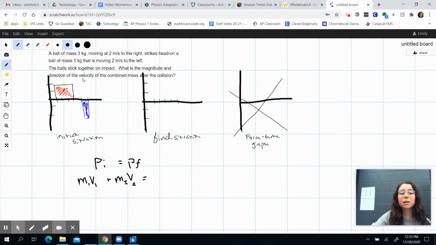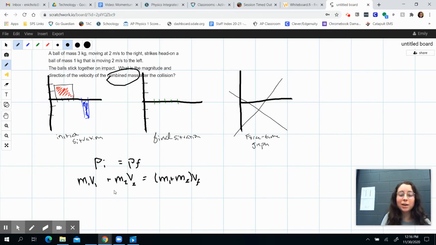It says up here that they're combined masses, they stick together. So I can go ahead and say M1 plus M2, times my velocity final. Since they stick together, they should have the same velocity. Wouldn't it be weird if they had different velocities if they were stuck together? I don't think they'd be stuck together for long if they did that.